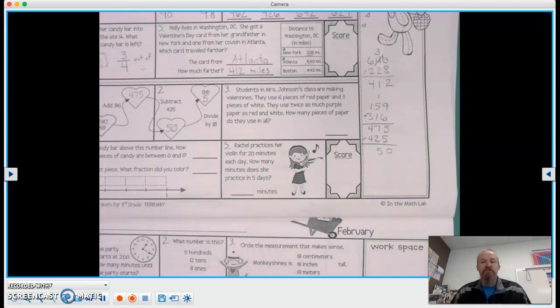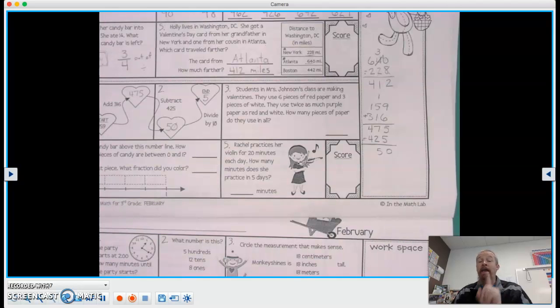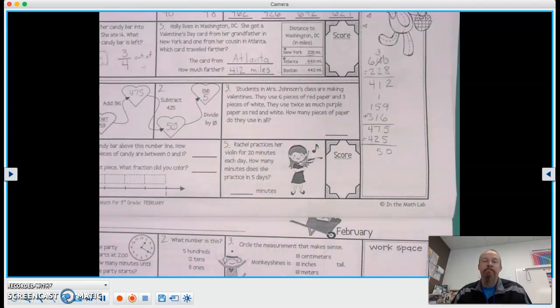Number 3. Students in Mrs. Johnson's class are making valentines. They use 6 pieces of red paper and 3 pieces of white paper. They use twice as much purple paper as red and white. How many pieces of paper do they use in all?